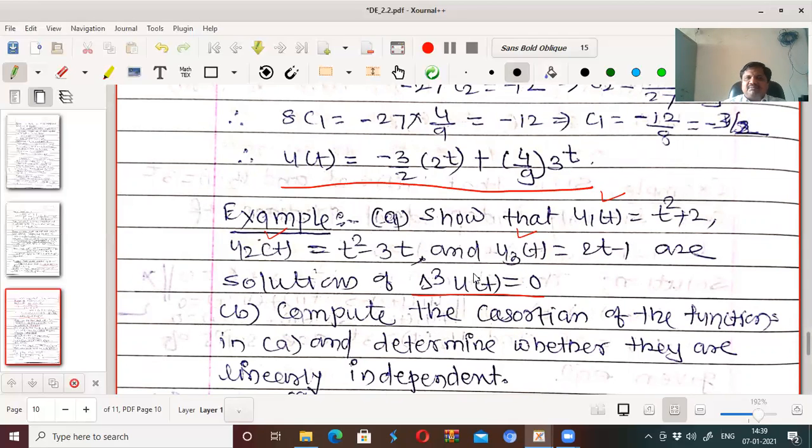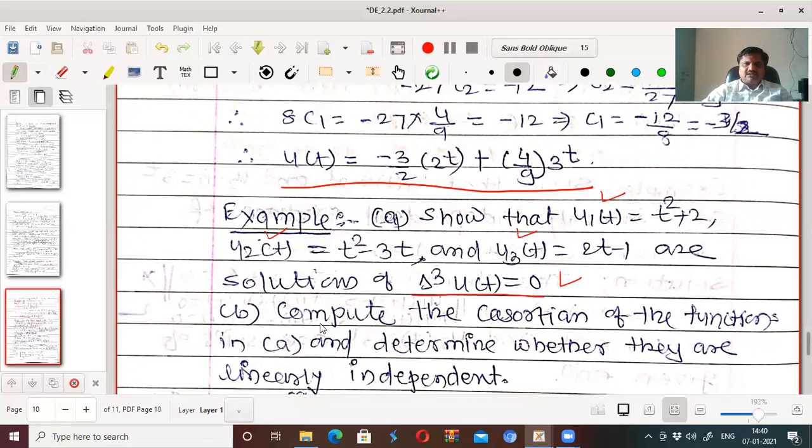How can we show that these are the solutions of that equation? We will prove that delta cube of u1(t) equal to 0, delta cube of u2(t) is also equal to 0, and delta cube of u3(t) is also equal to 0. Once you prove it, you can say that they all satisfy this difference equation. Therefore, they are all solutions of this equation.